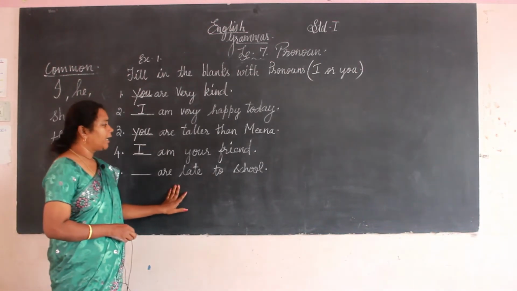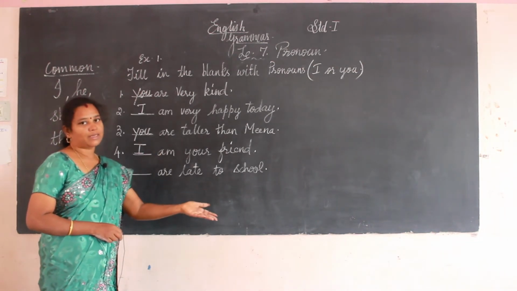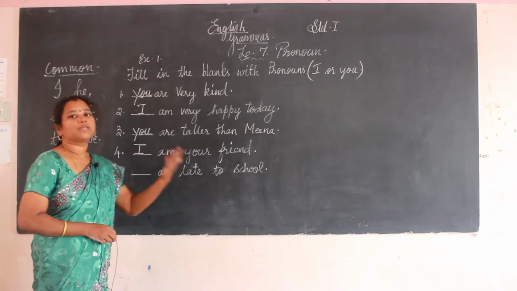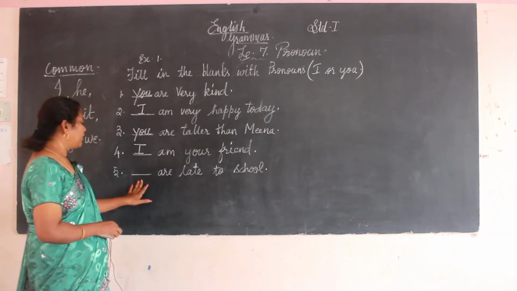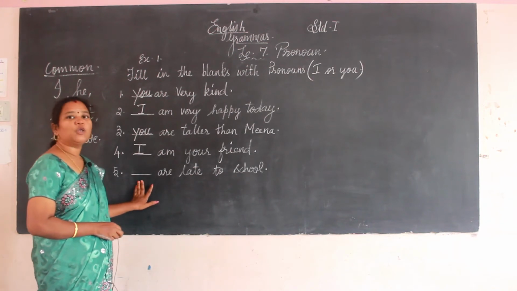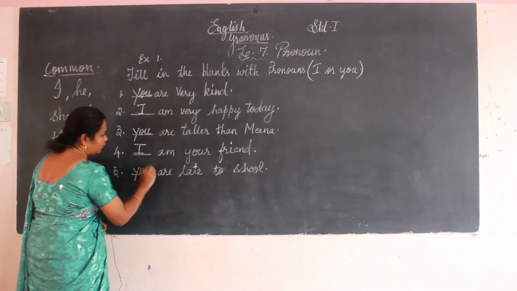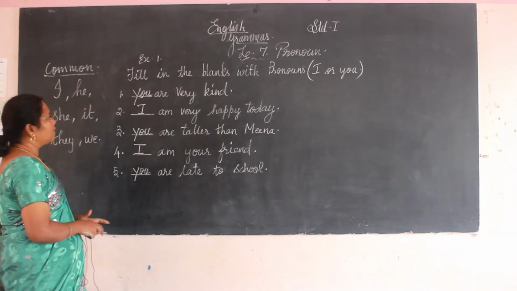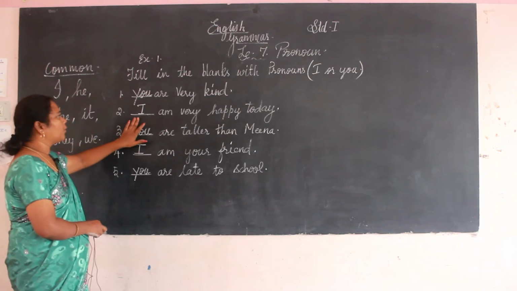Dash are late to school. Whenever you are going to talk about some other person. Okay, so you are going to say with him, you are going to say to him. Okay va, avantu solla poringa. So what you will write there? You. So you are late to school. Okay, so idachi you are clear that where to write you and where to write I.